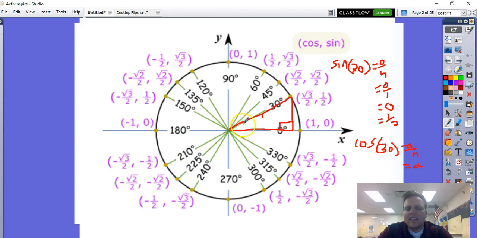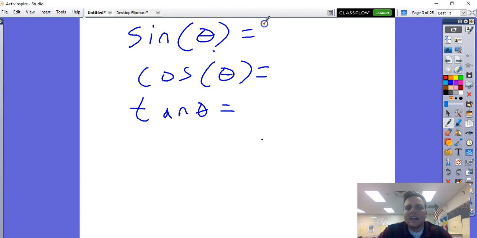Well, what's the adjacent side from this angle? That's this length right here. That's your running length, your horizontal distance. That's just your x value at 30 degrees, which is square root of 3 over 2. So cosine of 30 is just equal to square root of 3 over 2. And you'll find this true all around the circle. Basically, guys, sine is equal to the y values around the unit circle, and cosine is equal to the x values around the unit circle.